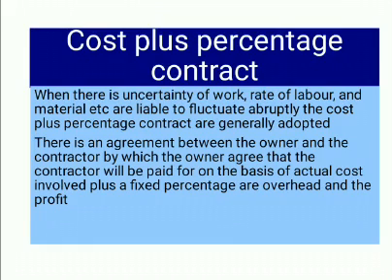There is an agreement between the owner and the contractor by which the owner agrees that the contractor will be paid on the basis of actual cost involved in the project plus some fixed percentage for overhead and profit. The contractor has to maintain all proof of expenses to get the cost plus percentage. So cost plus percentage contract is generally used where there is huge uncertainty about all the things.